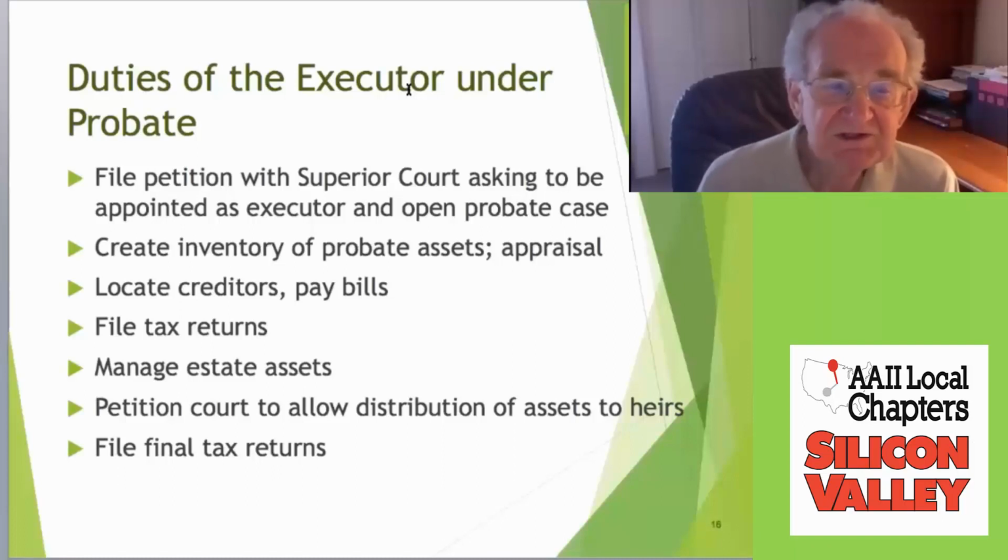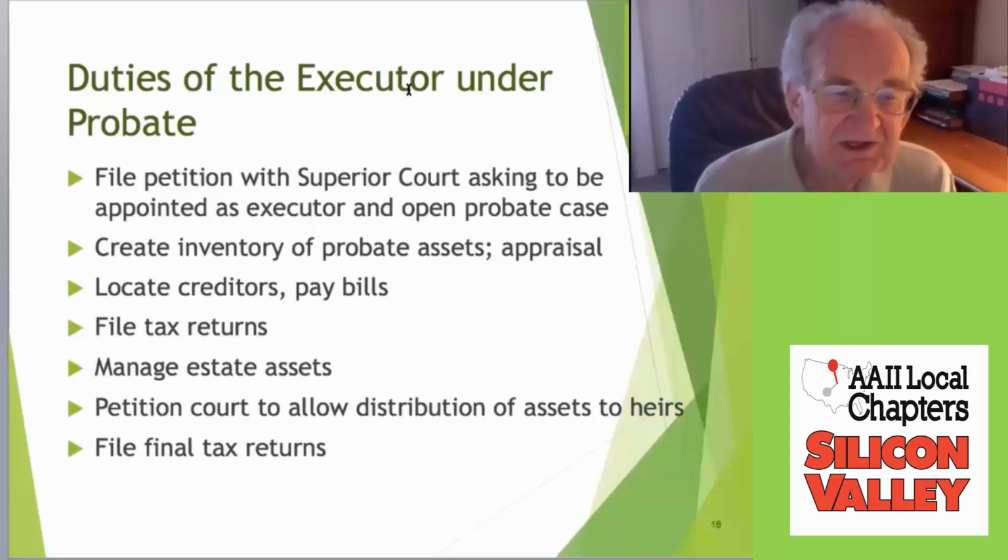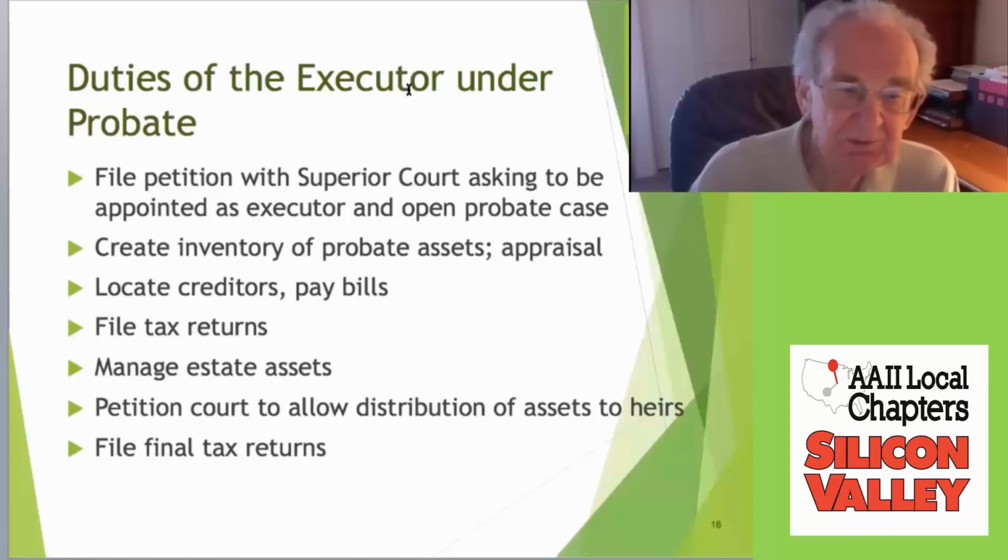The executor then has to create an inventory of all the probate assets, getting an appraisal if necessary, has to pay all the bills, file all the tax returns, and do all the regular management of the estate that the deceased would have done were he able to. He has to petition the court, basically demonstrating to the court which items go to which heirs and how he arrived at that conclusion, and get their authorization to make the distribution, and then file the final tax returns.